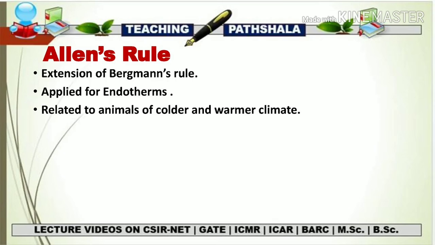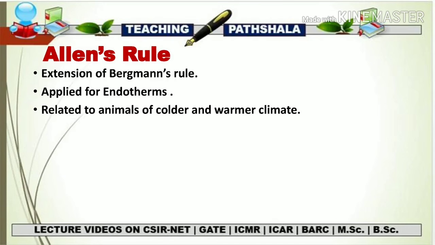The first main thing about Allen's rule is that it is an extension of Bergmann's rule. So you are going to see more or less the overall concept is related to Bergmann's rule, that is the size, surface area to volume ratio. All these things are also included in Allen's rule, but there is a major difference which we are going to study. Students who have not seen the Bergmann's rule video can watch that first, and after that watch this Allen's rule, because without the concept of Bergmann's rule, there may be a little difficulty in understanding Allen's rule.